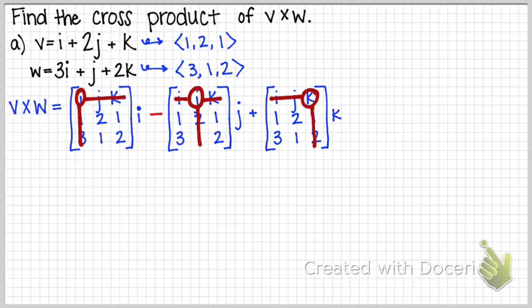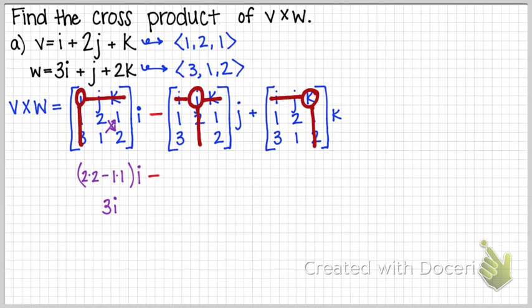Okay, so now we have to find our determinants. To find our determinants, whatever is going to go in front of our I here, we're going to take 2 times 2 minus 1 times 1. So 2 times 2 is 4, 1 times 1 is 1, 4 minus 1 is 3. So we got 3I there.